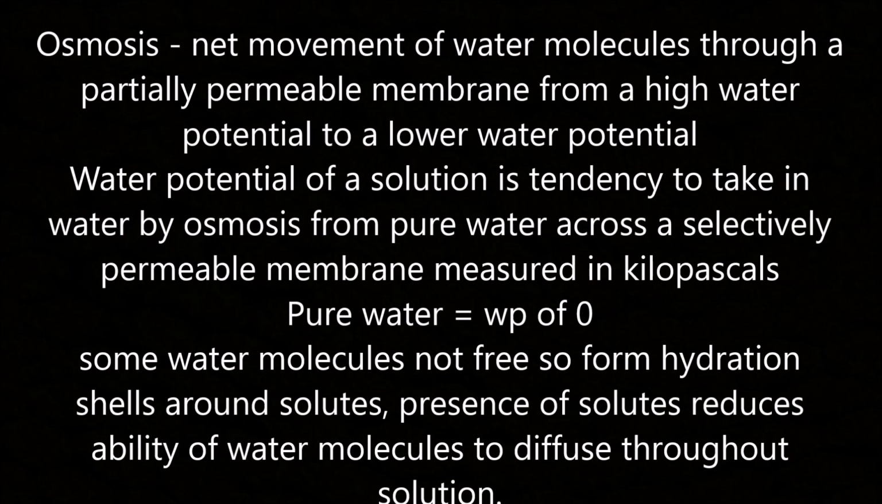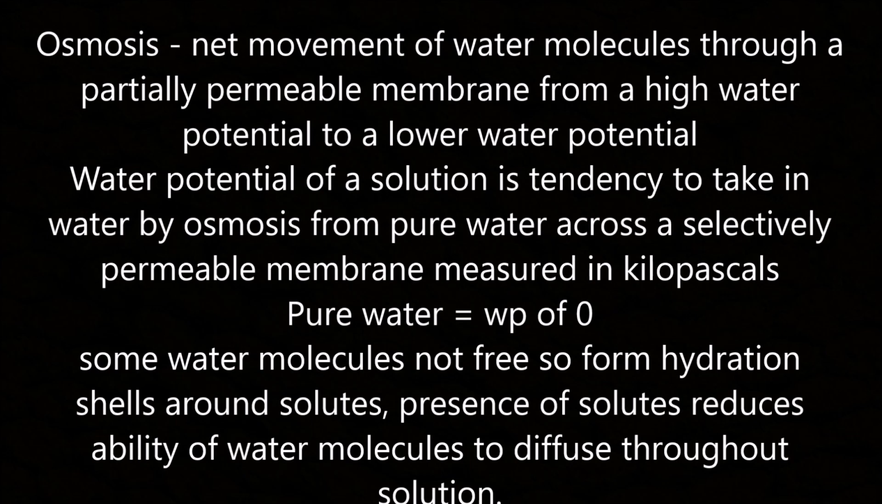Our next topic is osmosis. Osmosis is the net movement of water molecules through a partially permeable membrane from a high water potential to a lower water potential. Water potential of a solution is the tendency to take in water by osmosis from pure water across a selectively permeable membrane, measured in kilopascals. Pure water has a water potential of 0. Some water molecules are not free, so they form hydration shells around the solutes, and the presence of solutes reduces the ability of water molecules to diffuse throughout the solution.